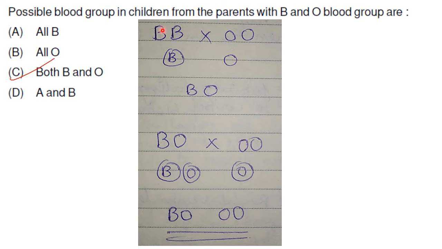Now, it can also happen that the B blood group has the genotype BO, whereas O blood group is always the recessive genotype, so it will be OO. So here you have B and O as the gametes, and for O blood group only one single gamete is produced, and you will get BO and OO. So the possible blood groups in children with parents of B and O blood group will be both B and O. Answer is option C.